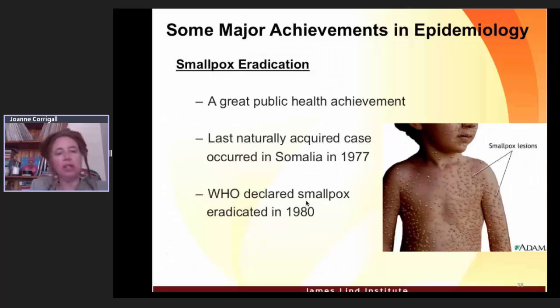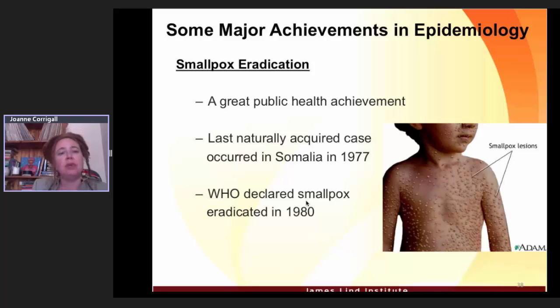So let's finish off by having a look at some of the major achievements in epidemiology. One of the most famous achievements of public health is the complete eradication of smallpox. If you know anything about the history of medicine, smallpox was an illness that caused quite a lot of death and morbidity around the world. Once the vaccine was developed, the World Health Organization went on a major vaccine program around the world, and smallpox has now been eradicated. The last case occurred in 1977. That's really one of the most famous achievements of public health.